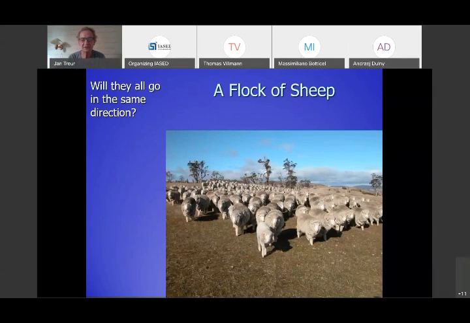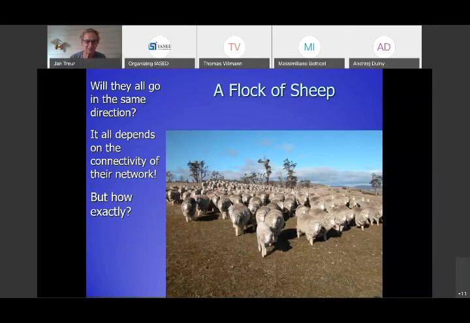So let's look at a simple example. This is from the biological world. We have a flock of sheep here, as you can see. And will they all go in the same direction? Well, it all depends on the connectivity of the network, of course, but how exactly? So this one apparently is a kind of influencer. Let's call this influencer Boris.